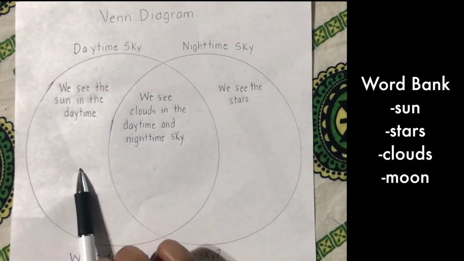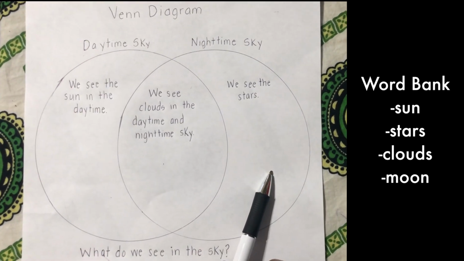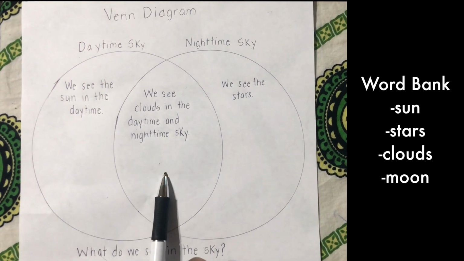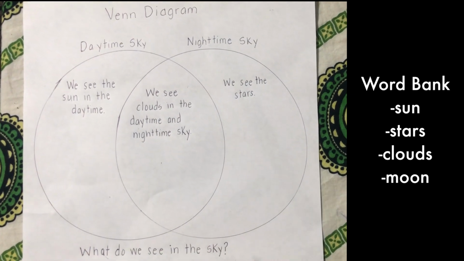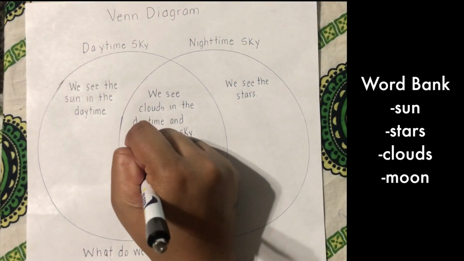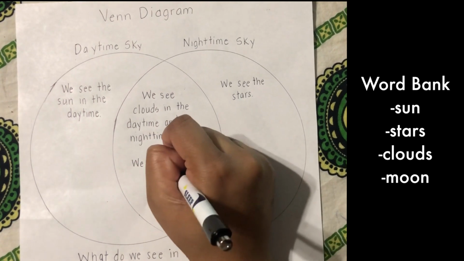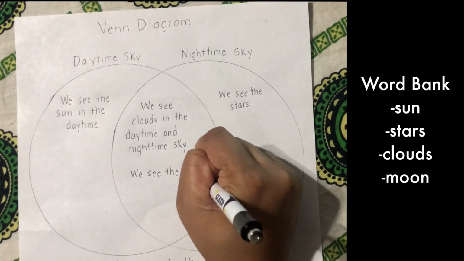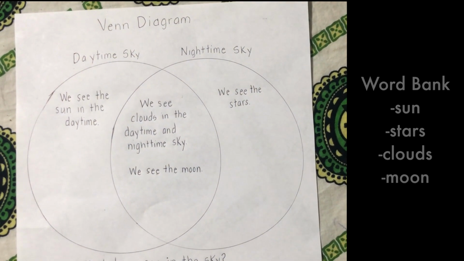So do I write it here? Do I just write it here? No, very good. I have to put it in the middle, which means that we see it in the daytime and the nighttime. We see the moon. Yay, Bo? All right, very good, Congo Nation.